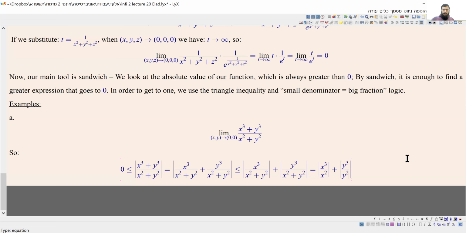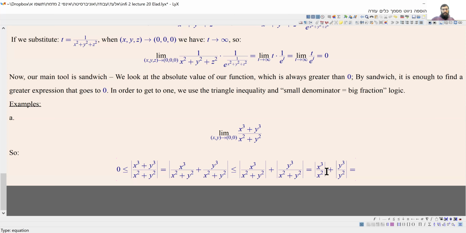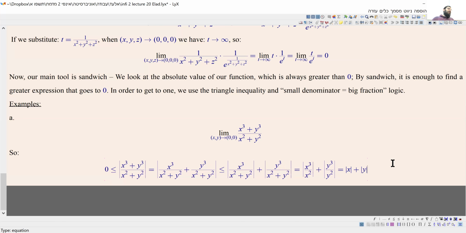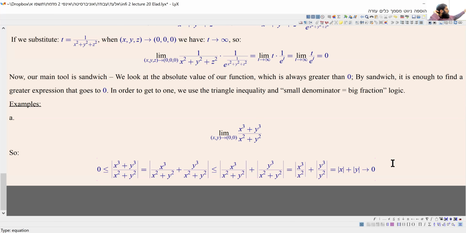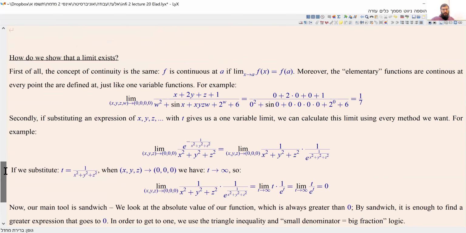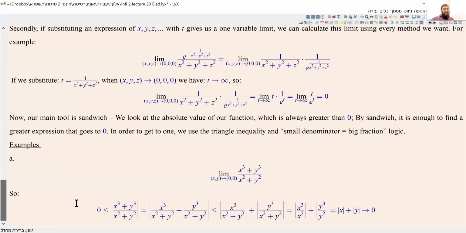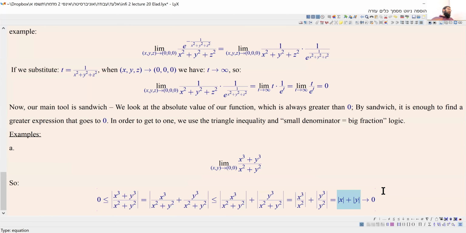It's not a random choice. We do that, and now the x's cancel each other, and the y's as well. And without a denominator, we know that the expression, this function xy, does go to 0, because as I mentioned before, all our functions are continuous. In other words, if you can put x and y equal to 0, you just put it. Why wouldn't it be bigger than 0? Because it's an absolute value.